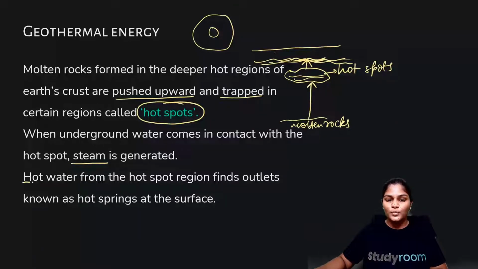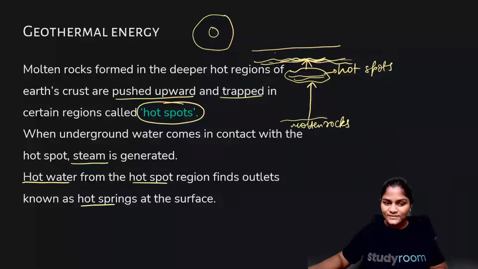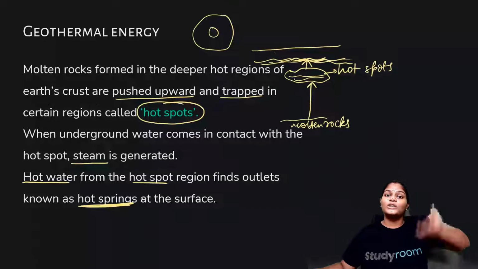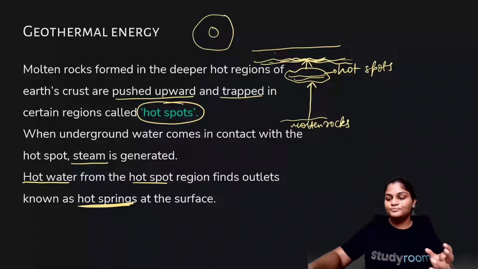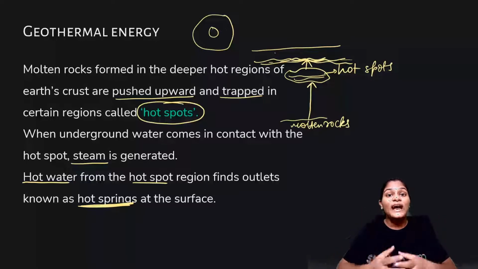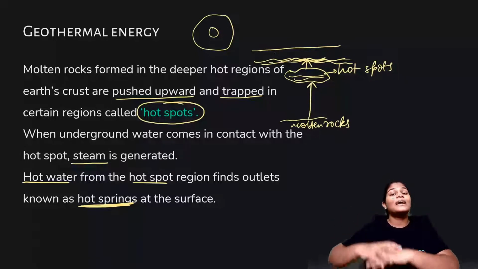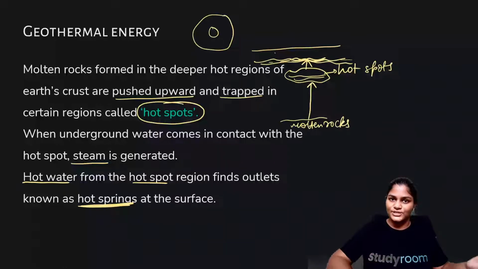So the hot water from the hotspot region finds outlets. Not just hot water, actually hot steam and hot water. They find these outlets in the hotspot regions that give rise to hot springs, which come out of the surface. Because this hot water and steam that comes out from the surface has so much energy trapped in it, this energy can actually be converted, again, to electricity.